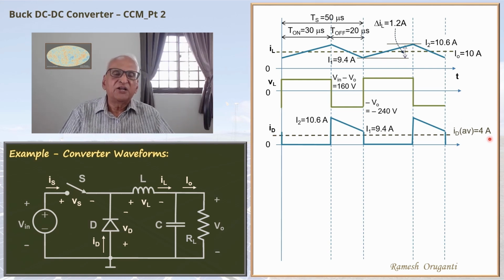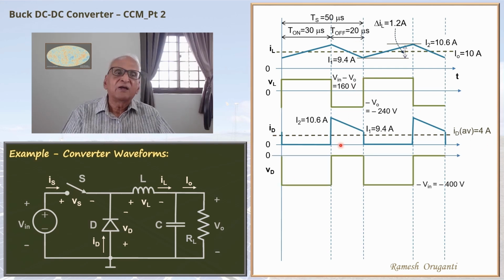We can plot the diode voltage waveform. When the switch is on, the diode voltage equals minus 400 volts. And when the diode is on, of course, the diode voltage will be 0. By looking at the waveform, we can know that the diode is stressed to 400 volts. So the ideal maximum inverse voltage on the diode is 400 volts. Actually, in the circuit, it will be larger than this because of voltage spikes due to parasitic inductances.